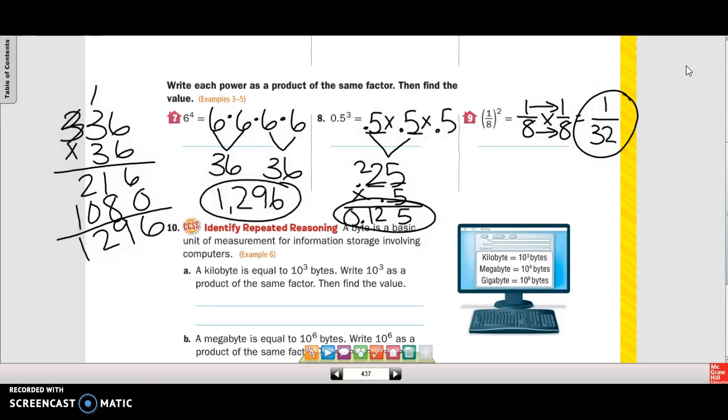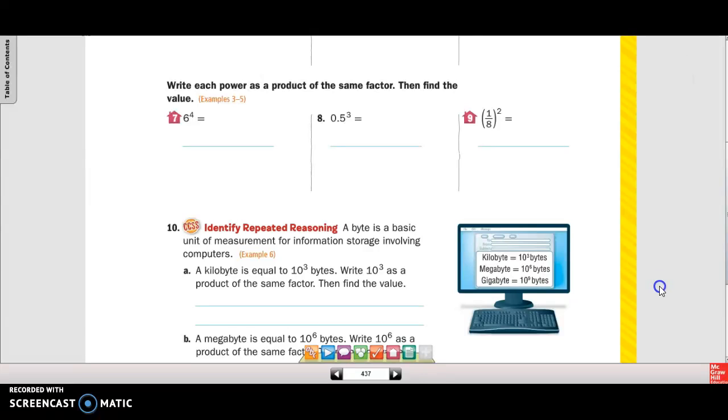Okay, if we go down and look at number 10, it's just taking what we did before and put it in a word problem. So it says a byte is a basic unit of measurement for information storage involving computers. A kilobyte is equal to 10 to the third. We're going to write 10 to the third as a product of the same thing, and then find the value. So we have 10 times 10 times 10, and then we multiply this all together. We're going to start with a 1, and then there's 1, 2, 3 zeros. So 1, 2, 3 zeros. And that's your answer.